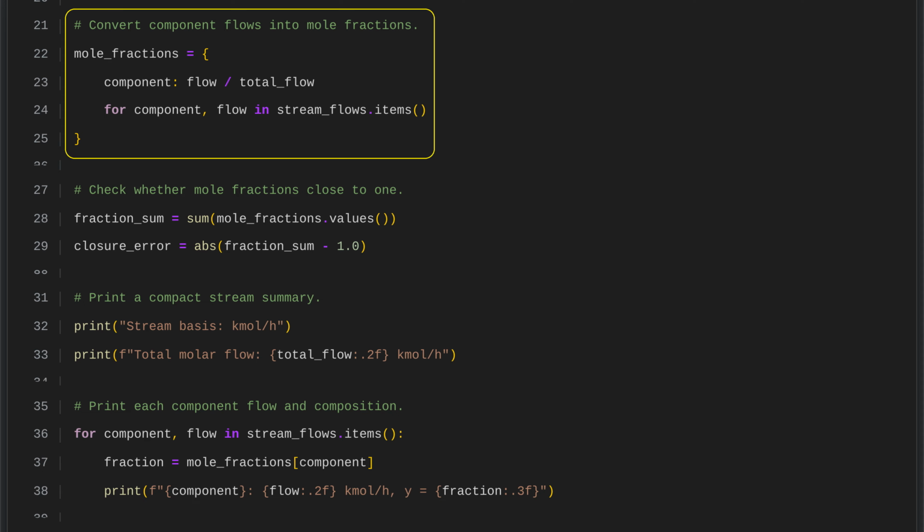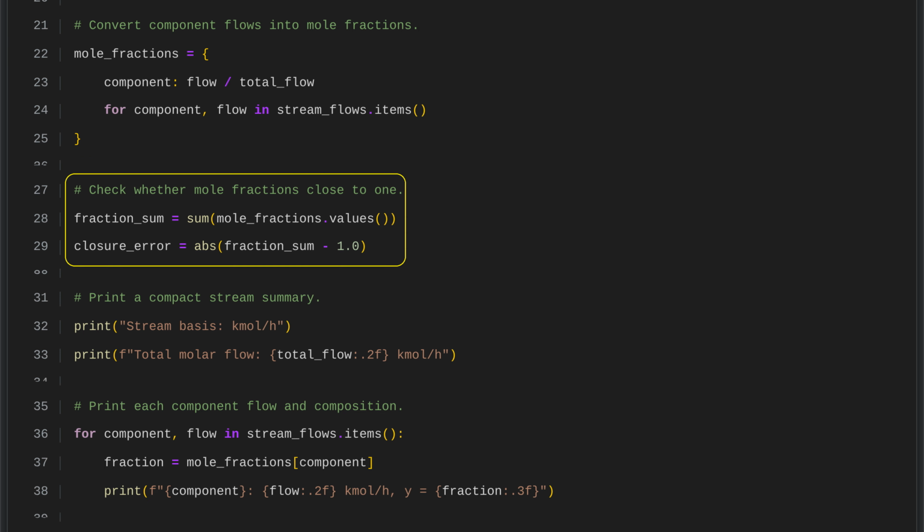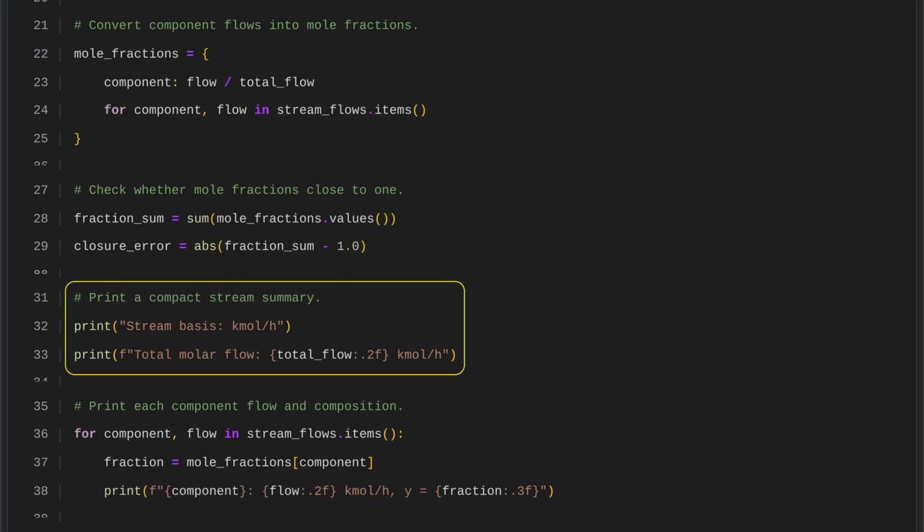Molar flow rates are converted to mole fractions by dividing each component's flow rate by the total molar flow rate. This creates a new set of values that shows each component's proportion in the stream, making the stream composition easier to interpret. The code checks whether the stream composition is properly normalized by adding all mole fractions, which should total 1. It then finds the closure error as the absolute difference from 1, showing how closely the composition satisfies this accuracy check.